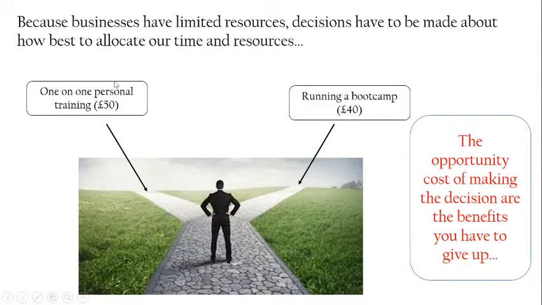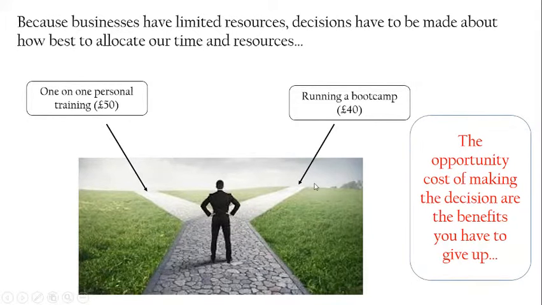Now, let's just say I decide to run the boot camp for £40 because I think actually it's better to coach 8 people who might possibly tell their friends about me, might possibly ask me to do some one-on-one personal training with them later. I might give up the opportunity to do one-on-one personal training to run this boot camp in the hope of making future profits because I've trained more people. Well, the opportunity cost of me deciding to run the boot camp is the benefit that I would get from doing the one-on-one personal training. I would lose that £50.